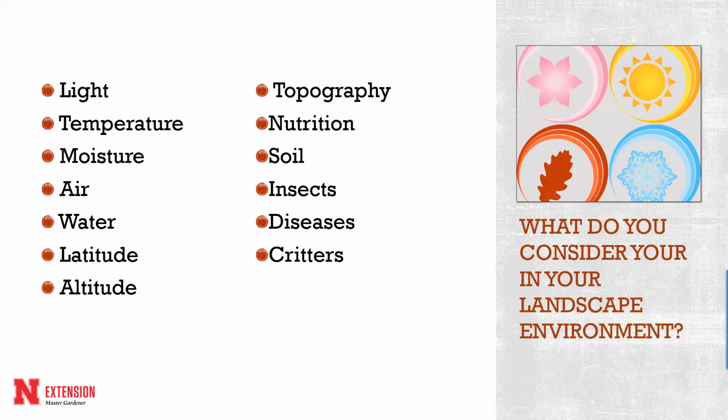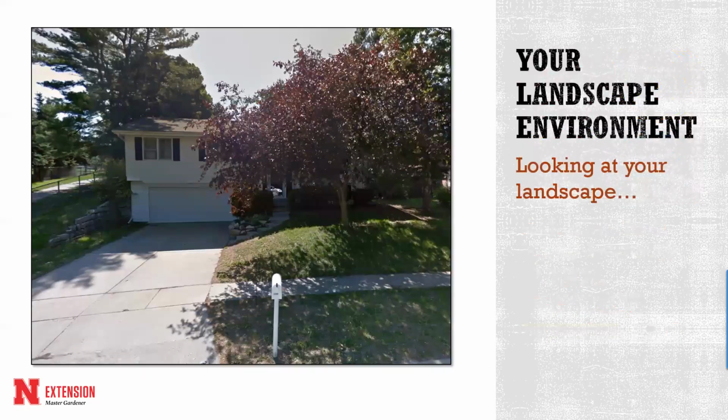So what do you consider in your landscape? I have a slew of words up here that I consider part of my landscape, things that I am usually always looking at that are going to affect my landscape in one way or the other, from light, temperature, and moisture to critters, disease, and insects. Your soil affects your landscape and your environment, latitude, altitude, nutrition, all of that's going to affect your landscape in one way or the other.